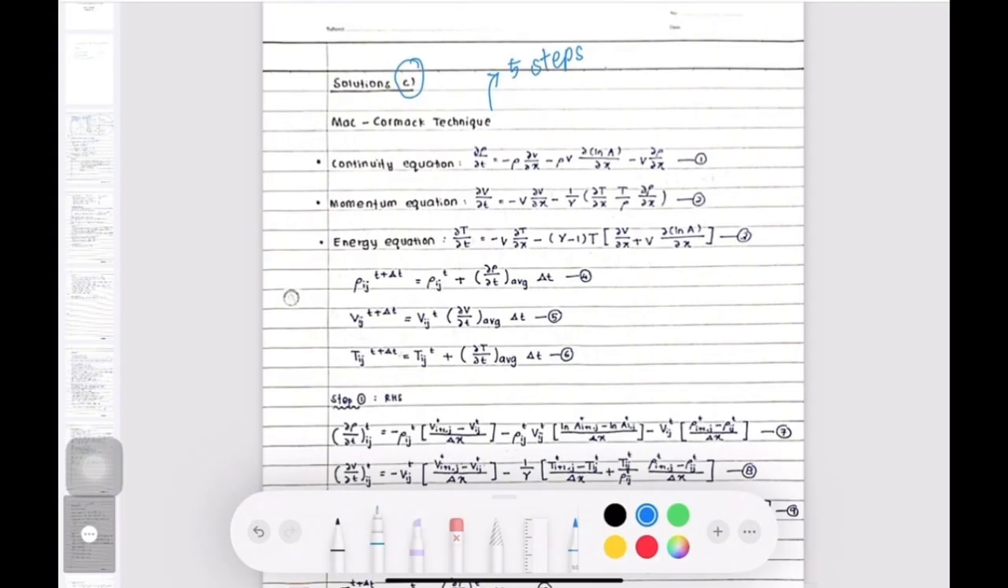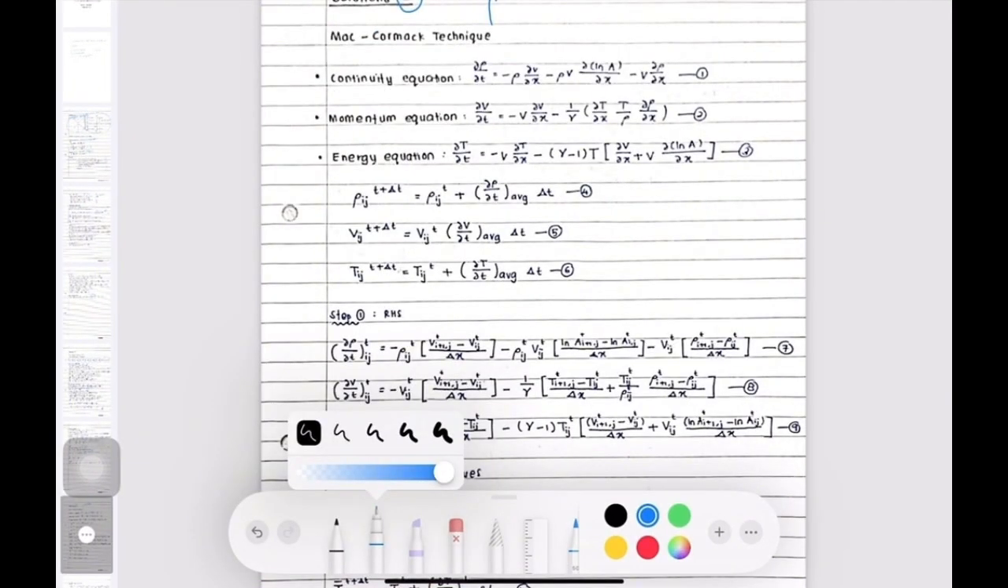Then step 3, the corrector step, which replaces the spatial derivative with a backward difference. Then step 4, average time derivative, where we take the average between the predictor and corrector steps. And the last step is the corrected values.